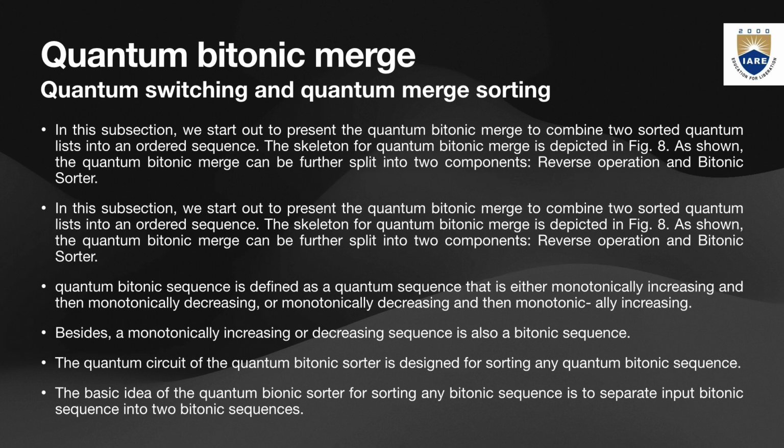The basic idea of the quantum bitonic sorter for sorting any bitonic sequence is to separate the input bitonic sequence into two bitonic sequences.